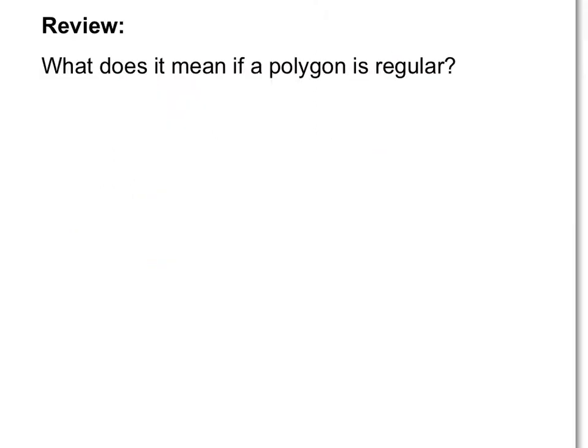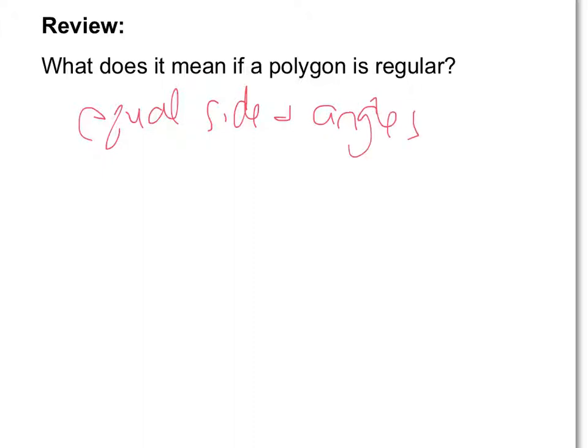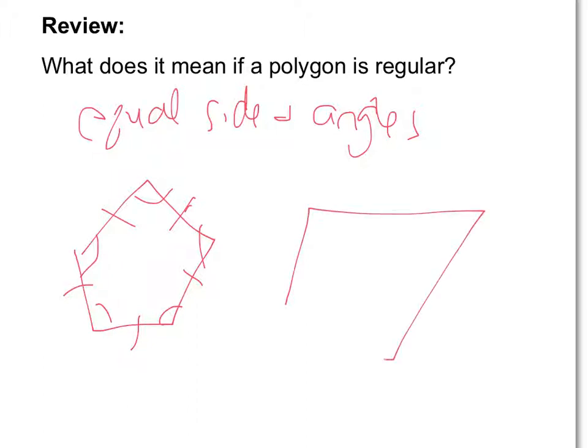Alright, one more part of the interior angles of a polygon. Just a review, what does it mean if a polygon's regular? This is something we talked about back in chapter 3, I think. We said a polygon's regular if it has all equal sides and angles. So, it was equiangular and equilateral. So for example, you could have a pentagon like this and have all equal sides and all equal angles, but something like this is also a pentagon. Okay, it has 5 sides, so it's considered a pentagon, but it's not regular because all the sides and angles aren't equal.